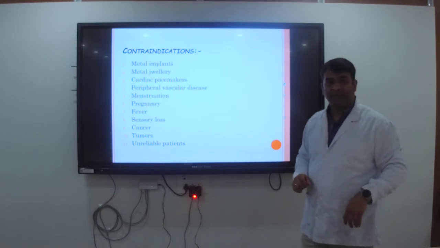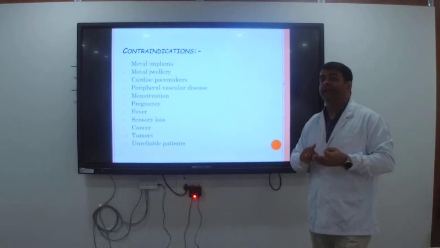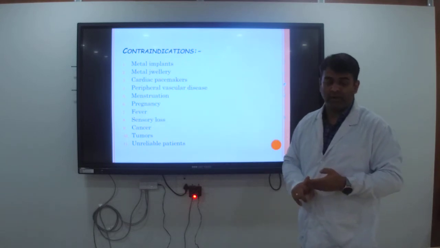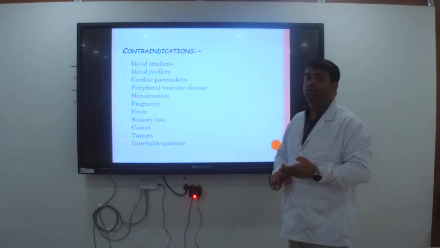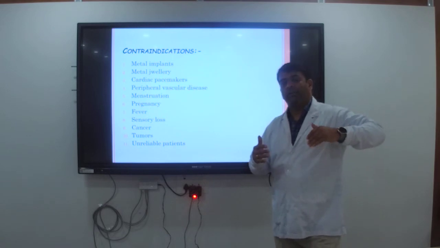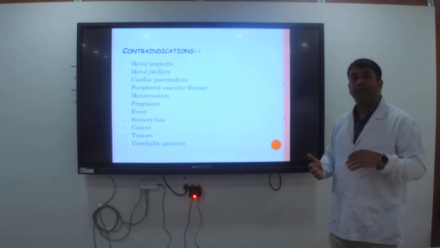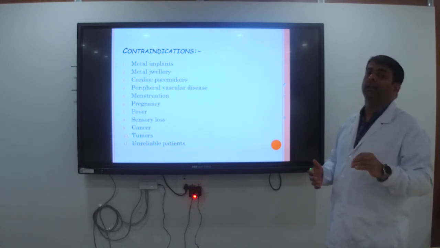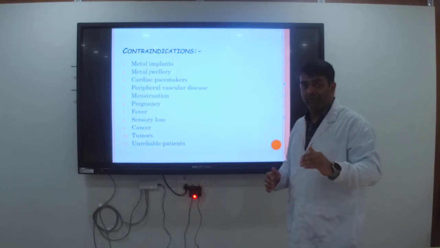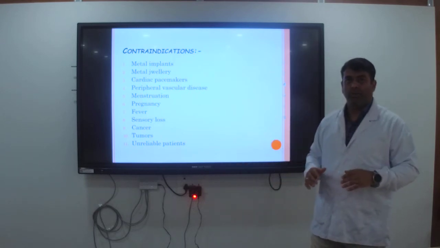Now we have seen the physiological effects, we have seen the therapeutic effects, we have seen the benefits, and we are seeing the indications. Now, the most important part. Till now I have told you in which conditions we can treat with SWD. But now, this is the most important thing: what are the conditions where you should not be using SWD for treatment purposes.